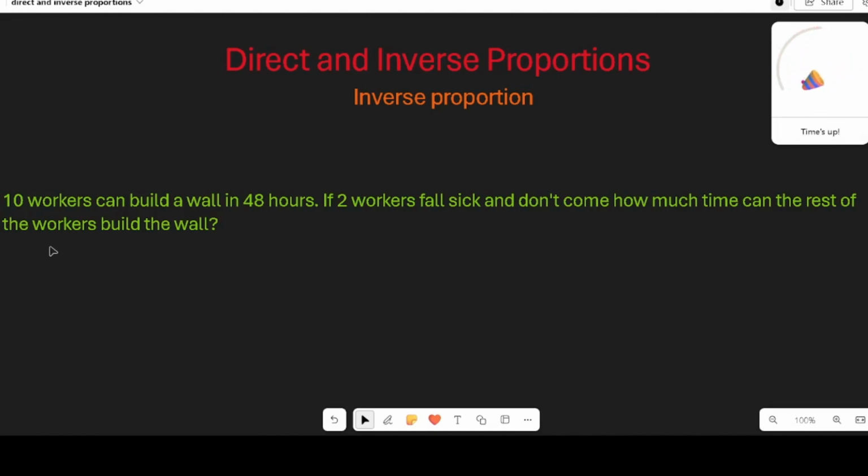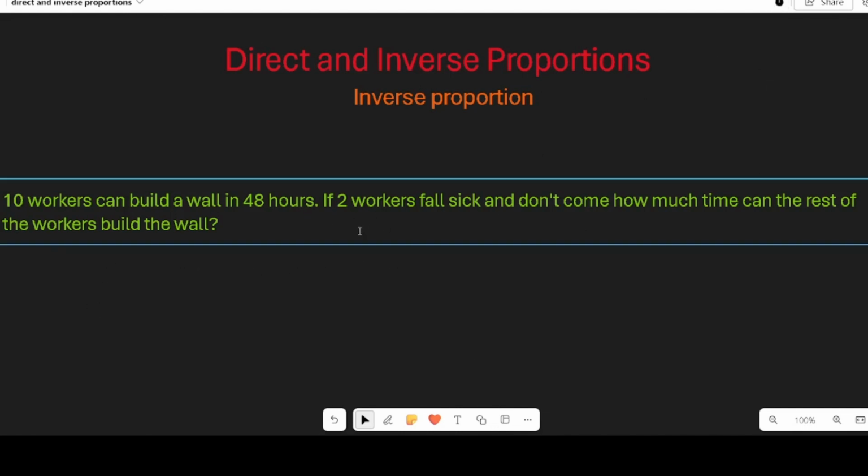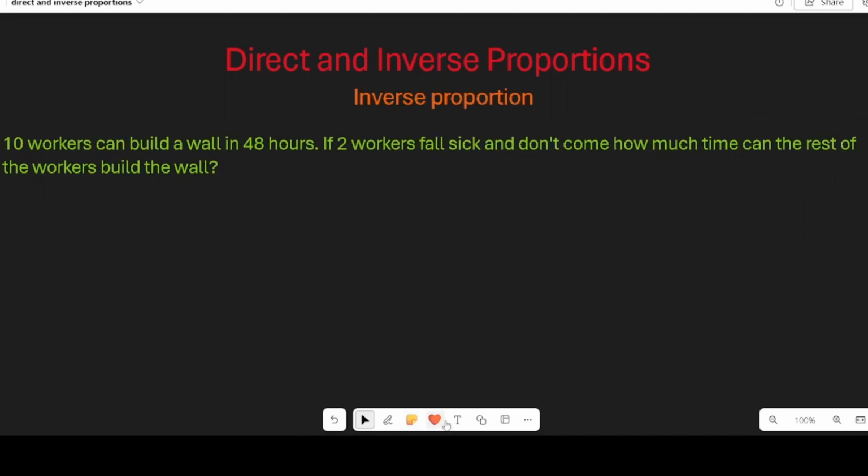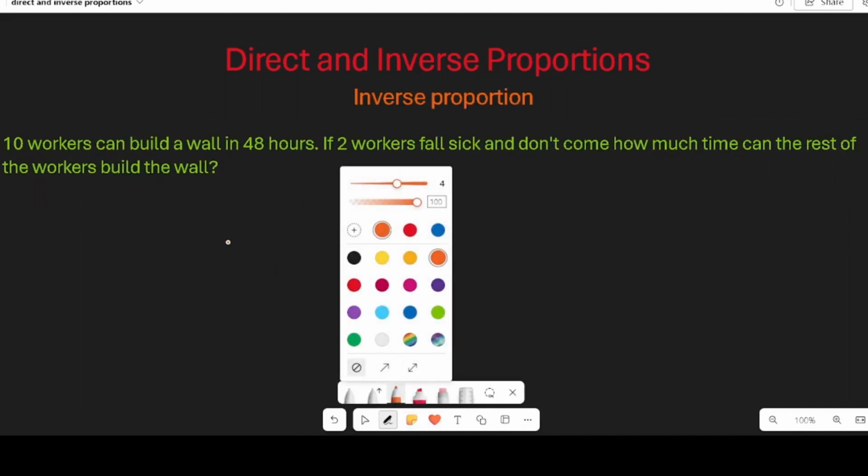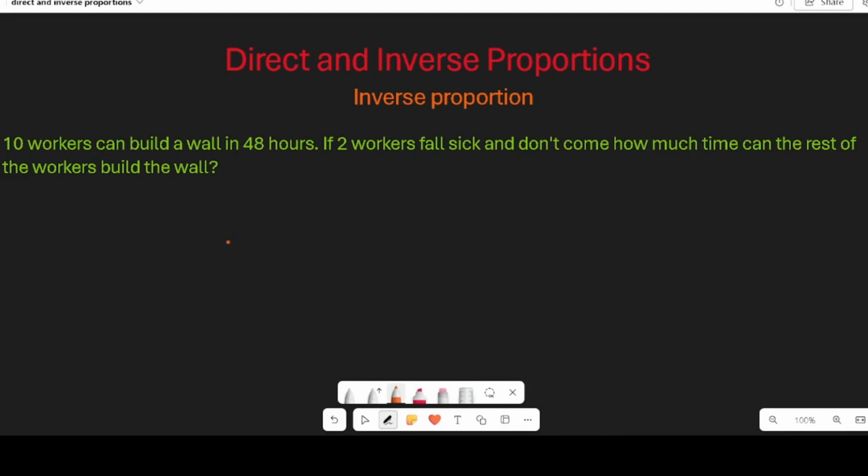Okay, time's up. So 10 workers can build a wall in 48 hours, and if 2 workers fall sick and don't come, how much time will the rest of the workers take to build the wall? How long would it take, basically? So let's do this. Workers and hours, which is the time. 10 workers, 48 hours. 2 workers fall sick, so we do 10 minus 2, which is 8. And hours would be x, because we have to find that.